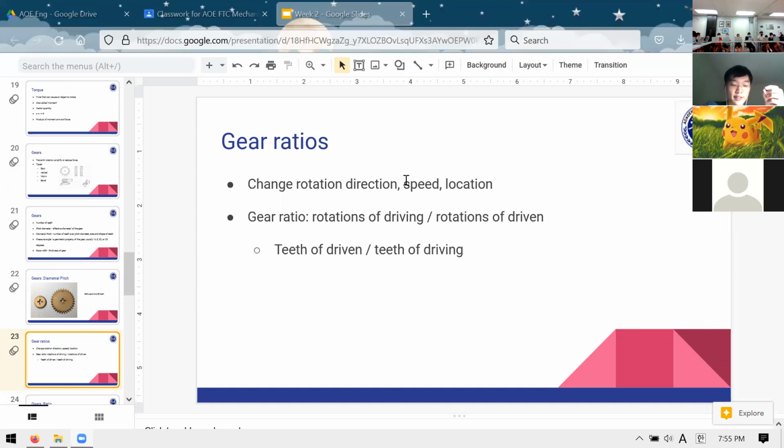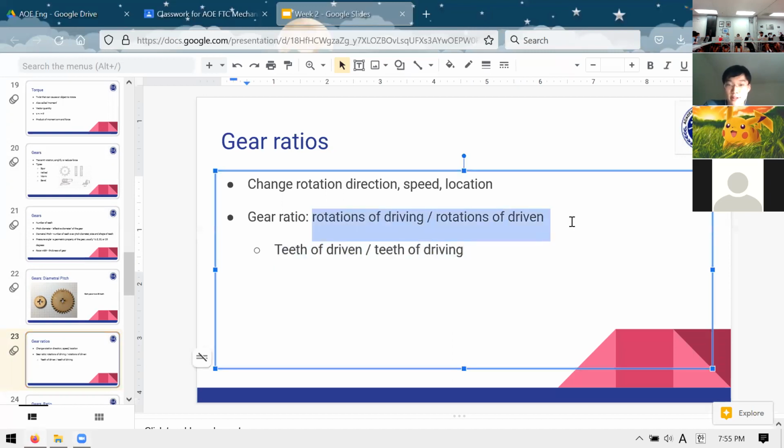And in most cases, these gears are not going to be the same size, so they're going to spin at different speeds. If I take a smaller gear, I'm going to have to turn it more times in order to turn the bigger gear one time. So the way we express gear ratio is the number of rotations you need to turn your driving gear in order to produce a rotation of your driven gear.